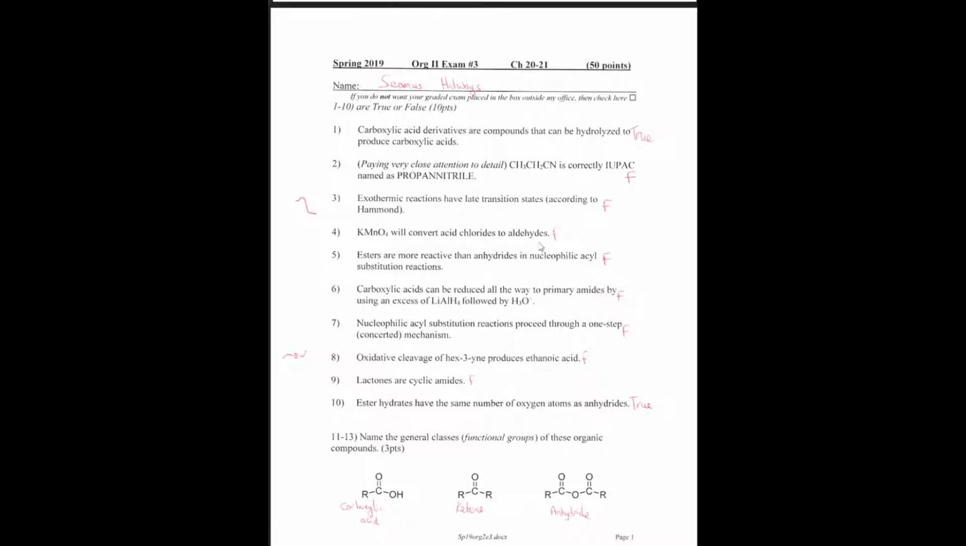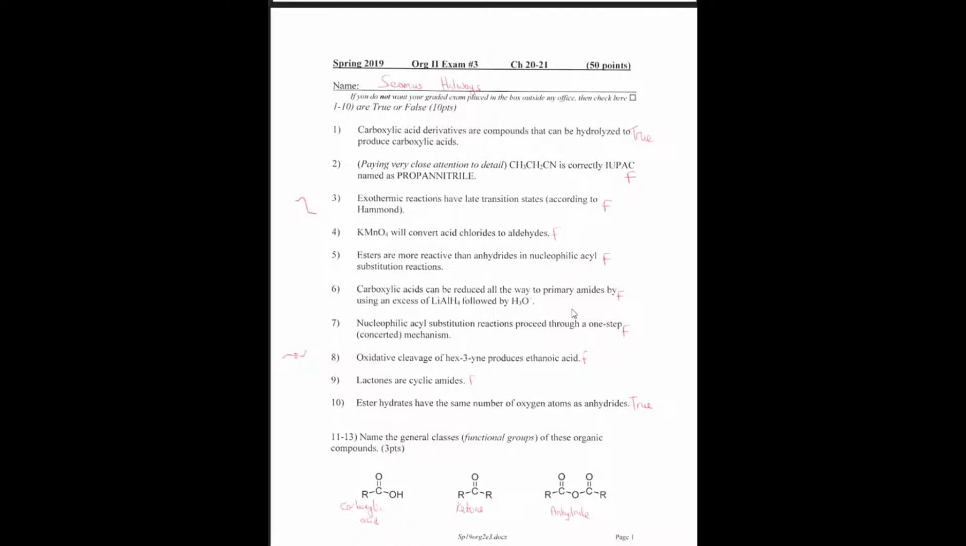Next question is just a functional group interconversion. So you cannot oxidize acid chlorides to give aldehydes. Next question is a relative reactivity question. Chapter 21 is just full of nucleophilic acyl substitution. Of those carboxylic acid derivatives that we talked about, there is a ranking, a relative reactivity sequence. It goes acid halides, anhydrides, then esters. So that makes this false.